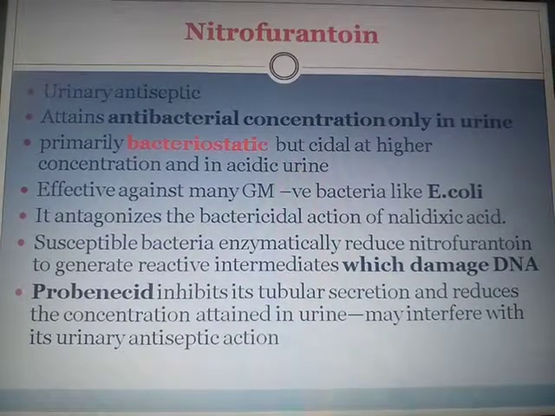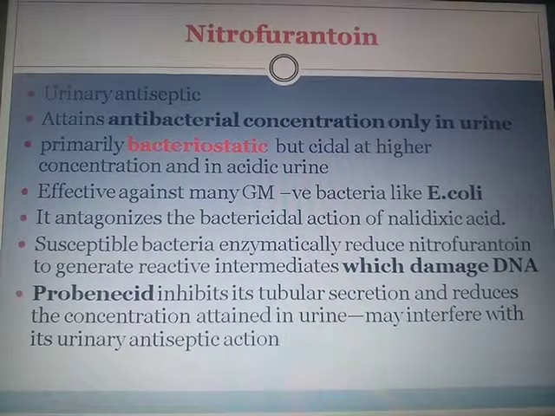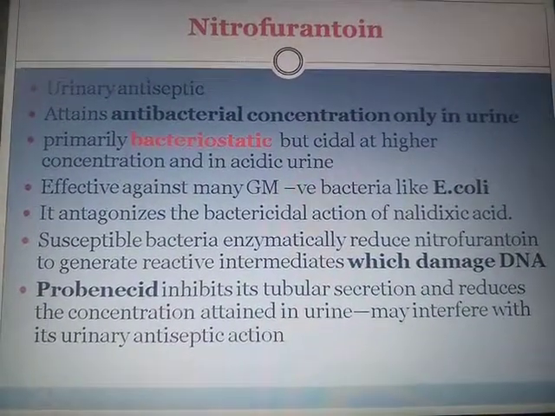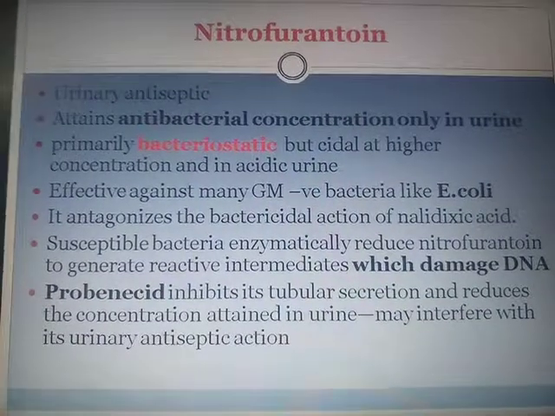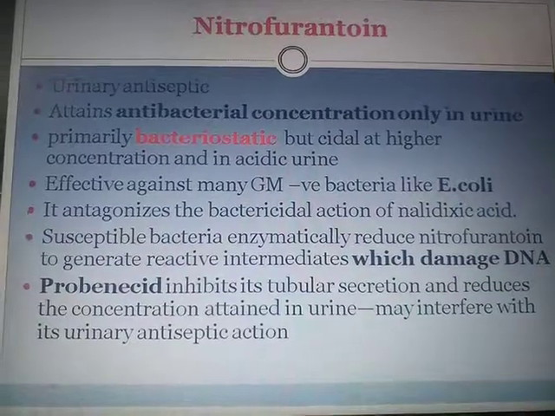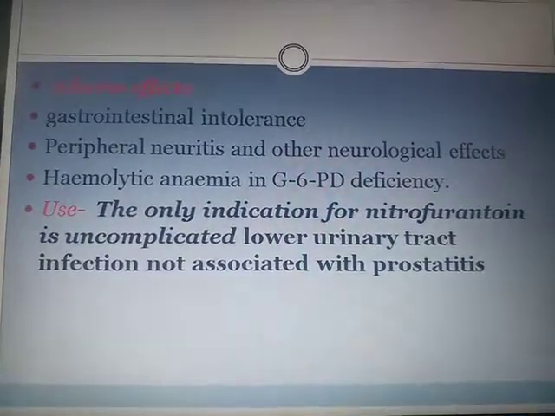Probenecid inhibits its tubular secretion and reduces the concentration attained in urine, so it may interfere with its urinary antiseptic action. So it is not given along with probenecid. Why? Because it inhibits tubular secretion and reduces the concentration attained in the urine, so it may interfere with the urinary antiseptic action.